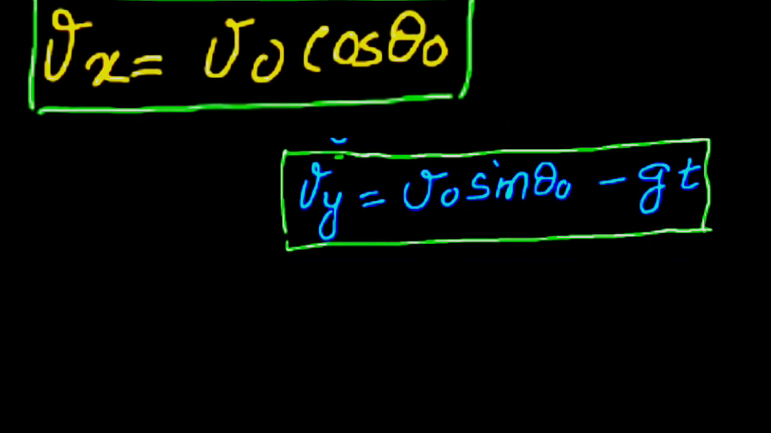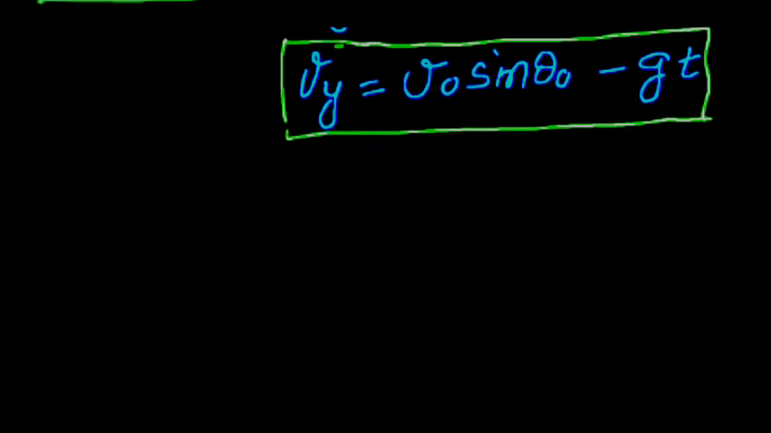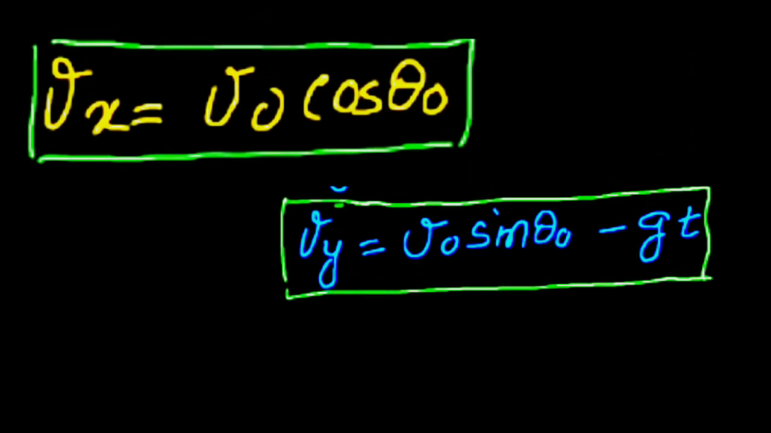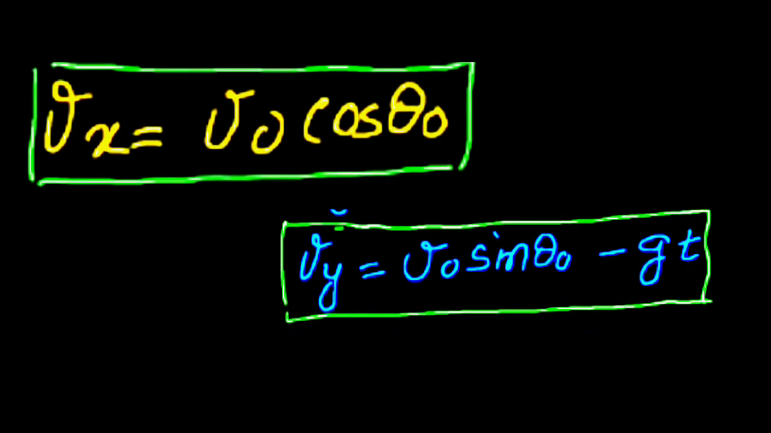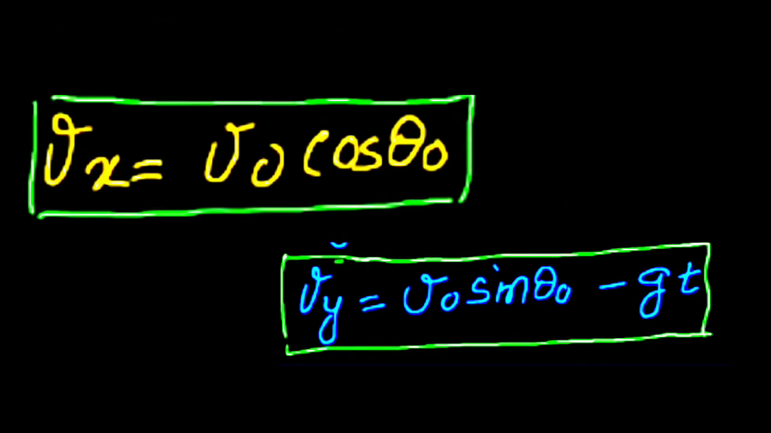Using these equations, the coordinates of the position of the projectile at any time, in terms of the two parameters v_0 and θ_0, can be obtained. And remember that during the entire motion of the projectile, the x component of its velocity remains constant, while the y component of velocity changes like an object in free fall in a vertical direction.